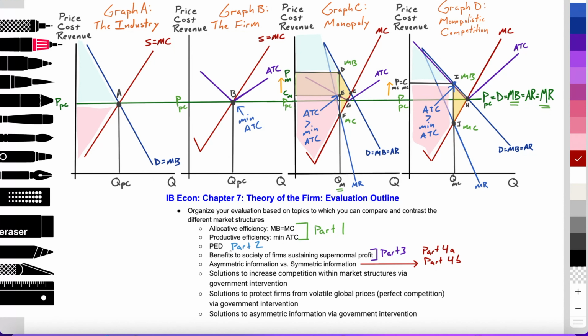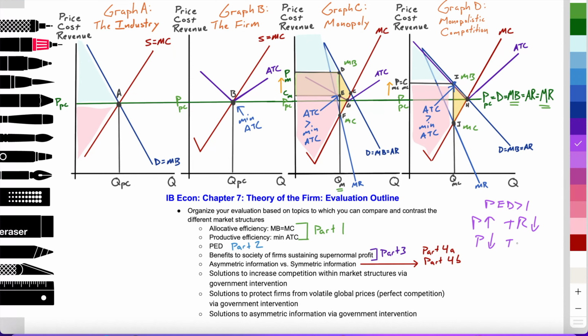In part 2, which will also be linked in the video notes below, we focused particularly on price elasticity of demand, highlighting how in the industry you have a very inelastic demand curve. The firm faces a perfectly elastic demand curve, similar to monopolistic competition that has an elastic demand curve, where there is a negative relationship between price and total revenue. That's already covered, I'm just reviewing that quickly. If PED is greater than 1, if it's elastic, if price goes up, total revenue goes down, or if price goes down, total revenue goes up.